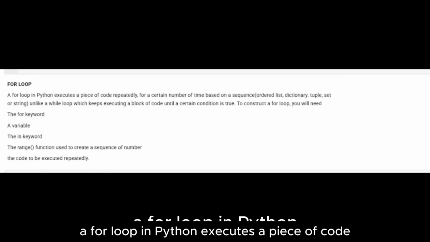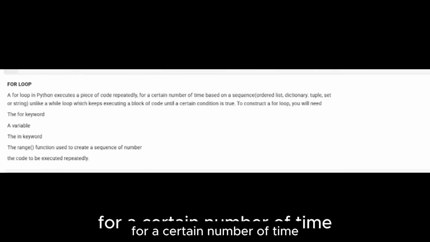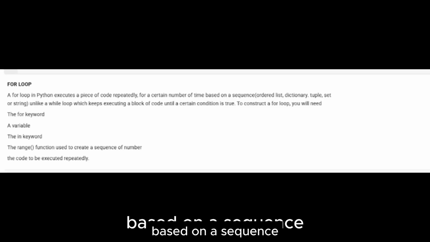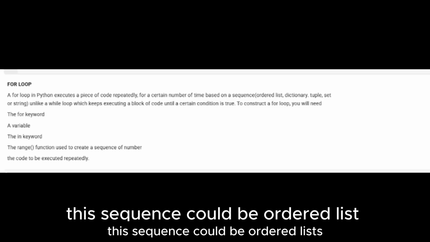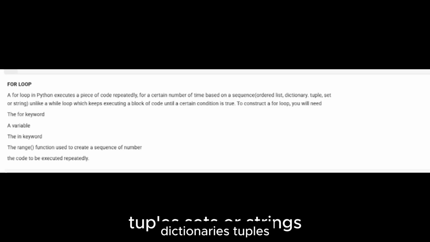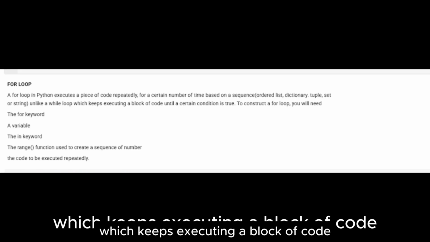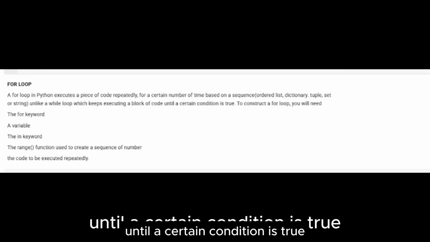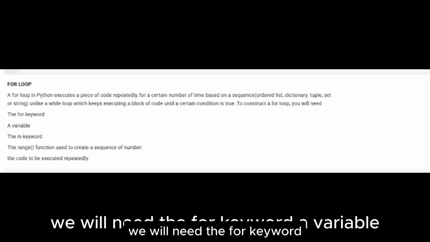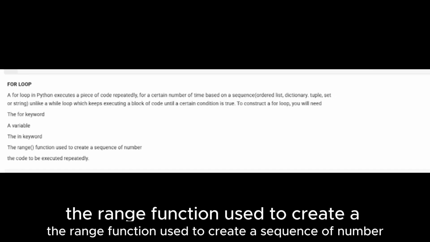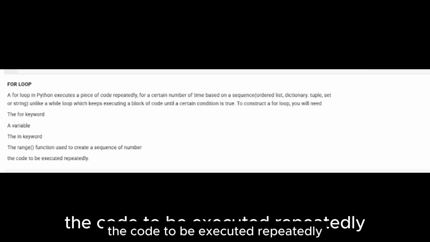A for loop in Python executes a piece of code repeatedly for a certain number of times based on a sequence. This sequence could be ordered lists, dictionaries, tuples, sets, or strings. Unlike the case of a while loop, which keeps executing a block of code as long as a certain condition is true. To construct a for loop, we will need the for keyword, a variable, the in keyword, the range function used to create a sequence of numbers, and the code to be executed repeatedly.